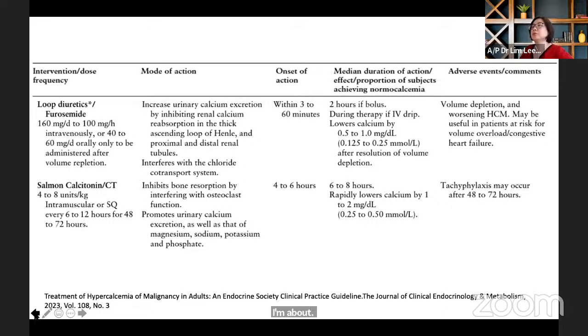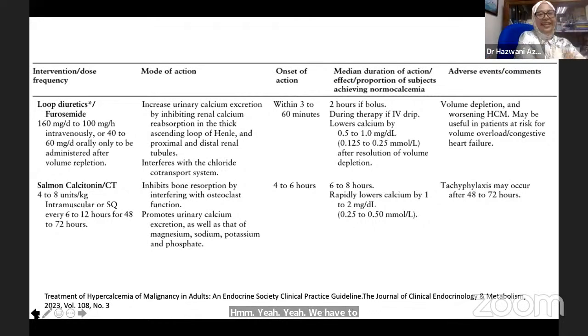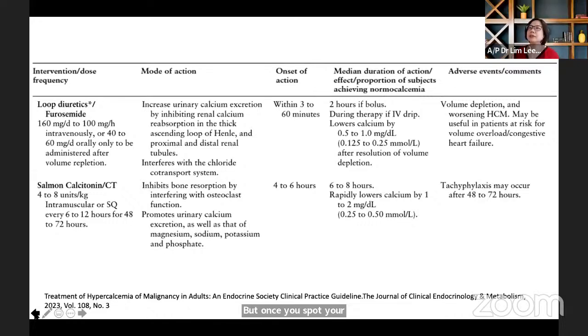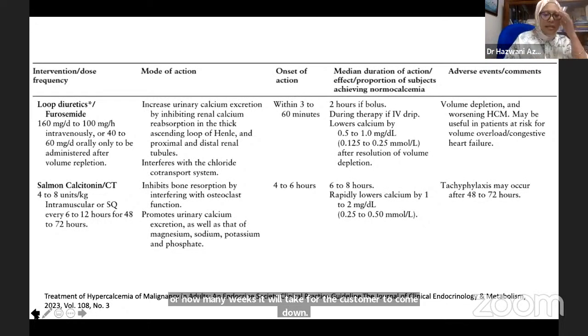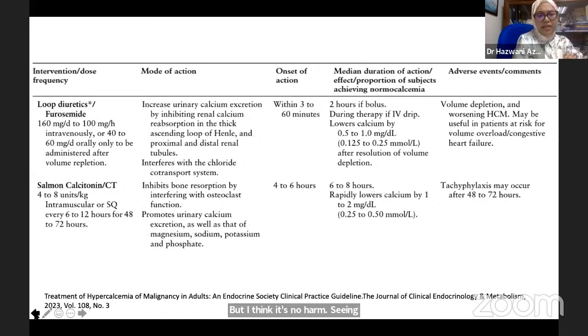Now what about lithium-induced hyperparathyroidism? Do we stop? Discuss with the psychiatrist for any other option. But once you stop, your calcium will normalize. Then what if not normalized? When would you suspect that you need to investigate for primary hyperparathyroidism after stopping lithium? I can't really remember how many days or weeks it takes for the calcium to come down after stopping lithium. But I think it's no harm checking the serum calcium weekly or so, and see whether it's coming down or not. If not, maybe we have to investigate for another secondary cause.